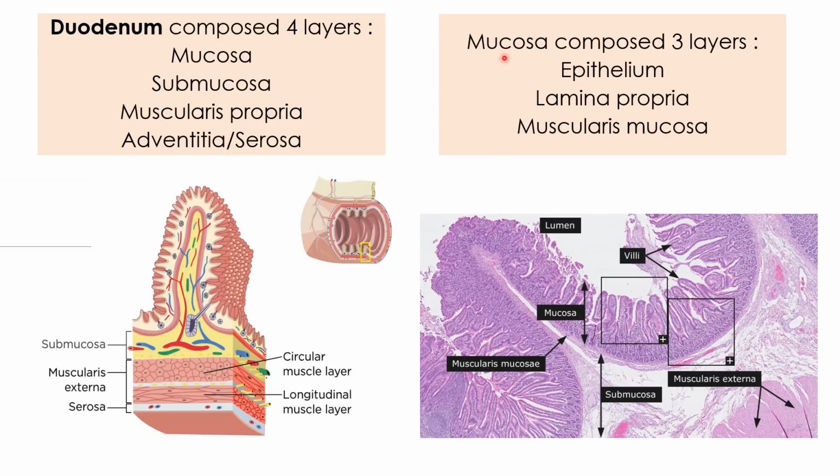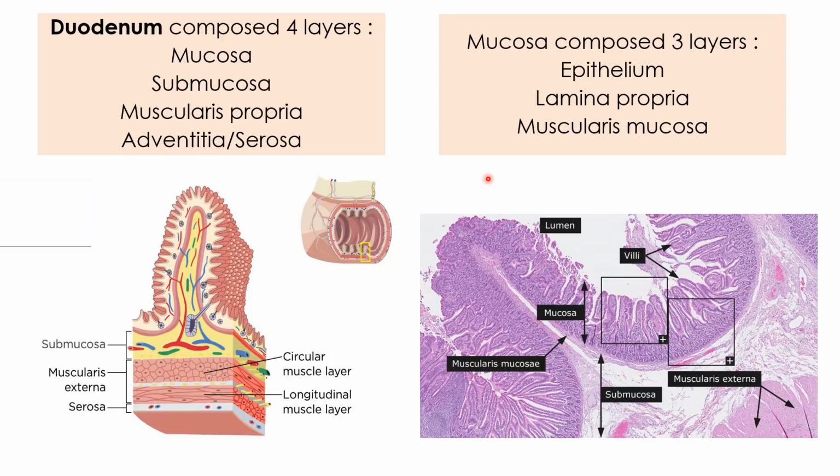The mucosa itself is composed of 3 layers: epithelium, lamina propria, and muscularis. Here you can see, this part is the muscularis mucosa. This is the lamina propria. Above it is the epithelium.